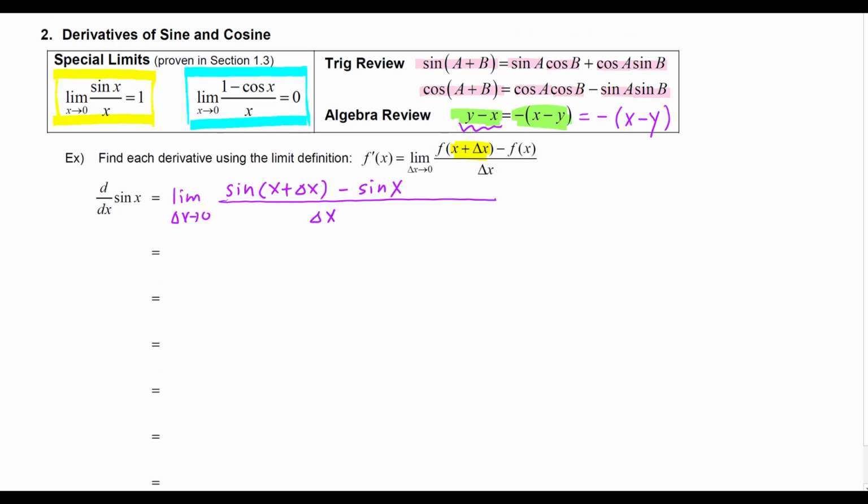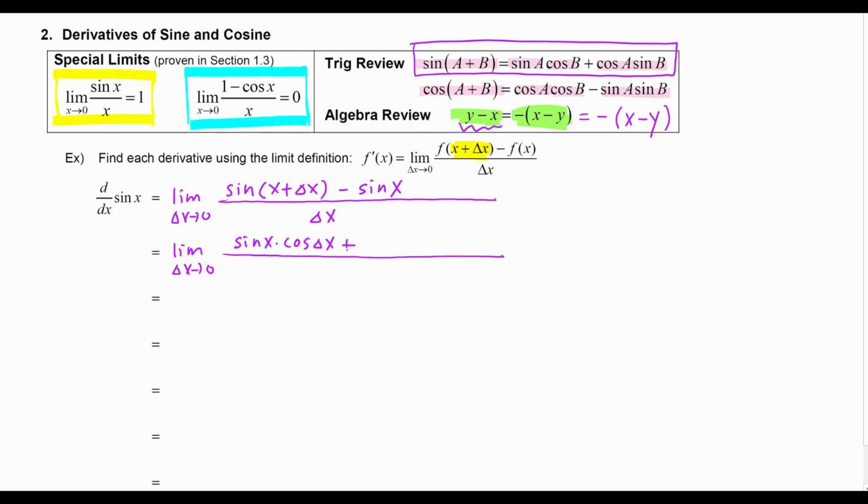Now I'm going to use this sum formula for the sine. So that will be equal to the limit as delta x approaches 0 of sine x times cosine delta x plus cosine x times sine delta x minus sine x over delta x. Notice that you have sine x in this term, and this term has the sine x as well. The middle term does not have a sine x.